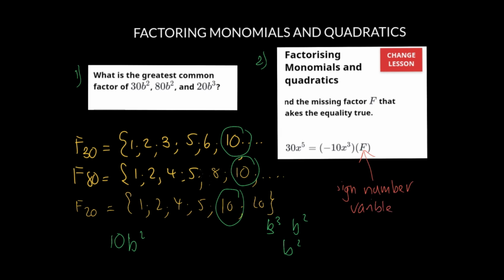So we can see that this 30 over here is positive. So that means this factor over here has to be negative, because a negative times a negative is a positive. What times 10 is 30? That would give us 3.